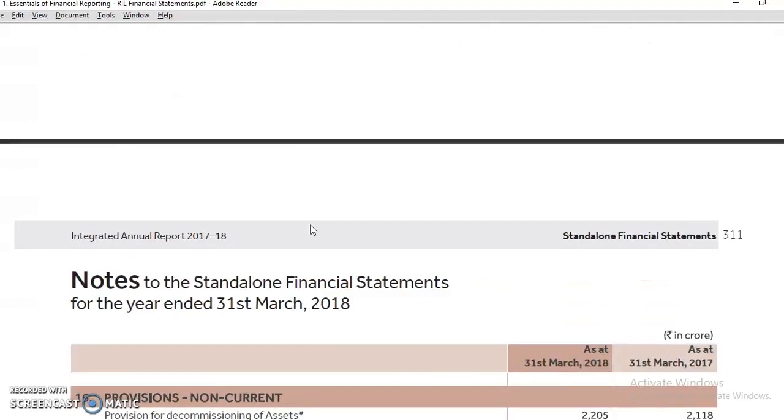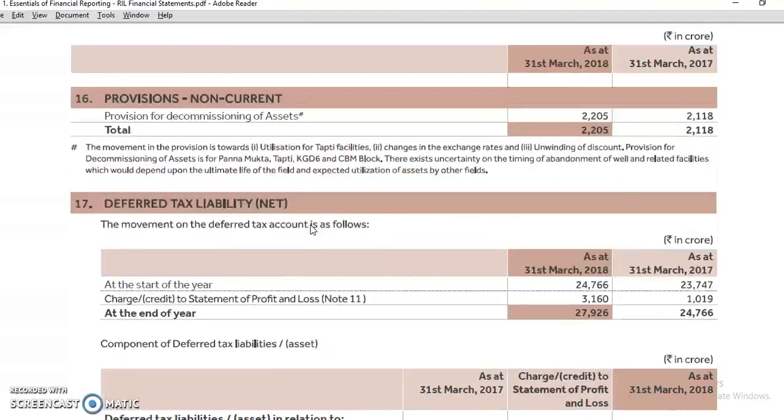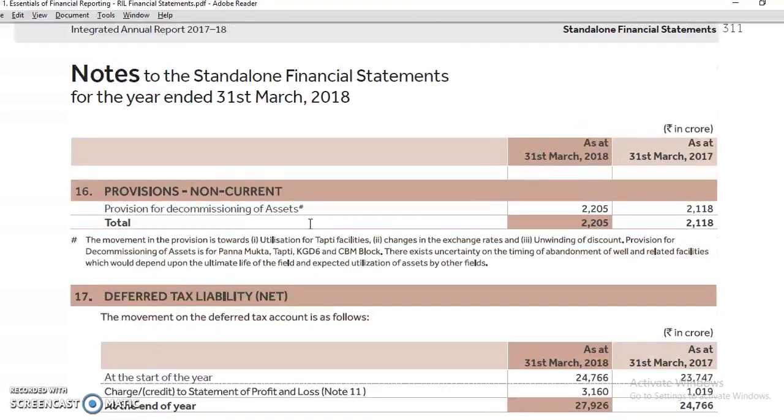Now let's look at the next line, where we have provisions. So these are non-current provisions, which means this is the provision for decommissioning of assets. Decommissioning of assets means the company has plants where they have a liability towards the government to decommission it and clear the site. So they have made a provision now already, so that in future they can use this.